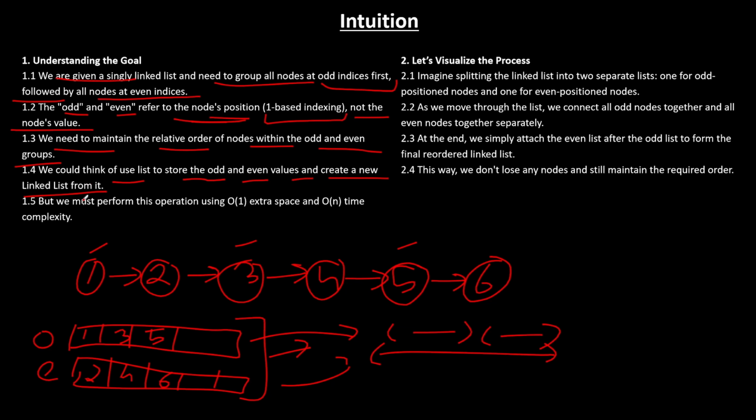But we must perform this operation using O of one extra space, which means you cannot use any extra data structure to complete the solution, right? And the time complexity should be O of n, right? So that could not be done. So what could we do? What other steps can we take, right?